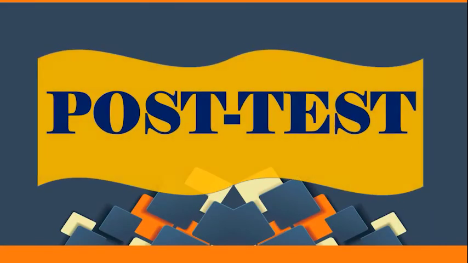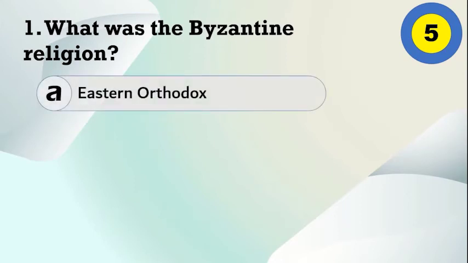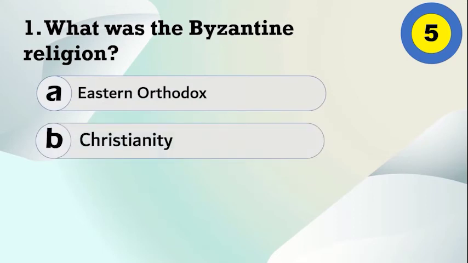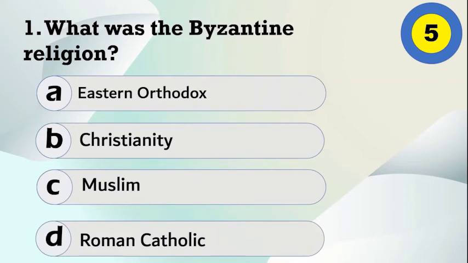To end our lesson, let's have a post-test. Please read the questions carefully and choose the letter of the correct answer. You will only be given 5 seconds to answer the question. Let's start. Number 1. What was the Byzantine religion? A. Eastern Orthodox, B. Christianity, C. Muslim, D. Roman Catholic.